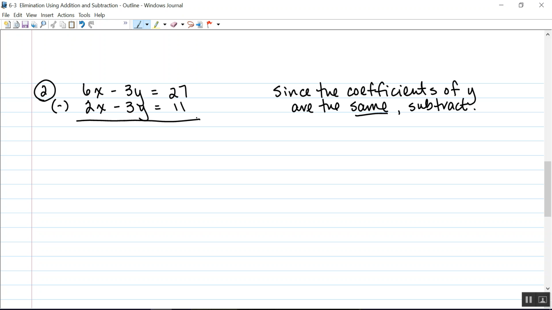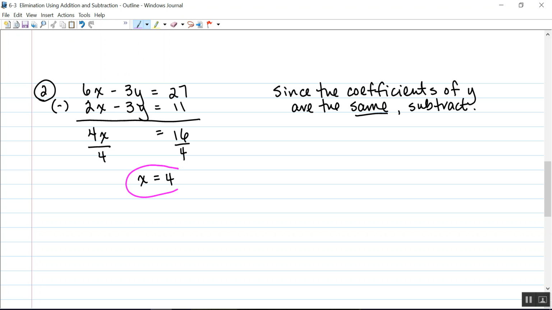Okay, and now we're going to subtract. 6x minus 2x is 4x. Negative 3y minus a negative 3y is 0, so that cancels out. And then 27 minus 11 gives me 16. Now I have the equation 4x equals 16. Divide both sides by 4. So x equals 4, which is really great.